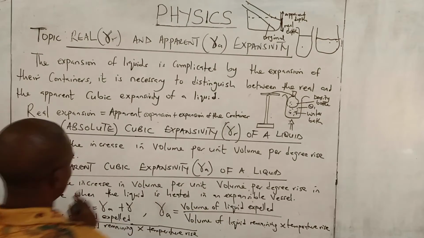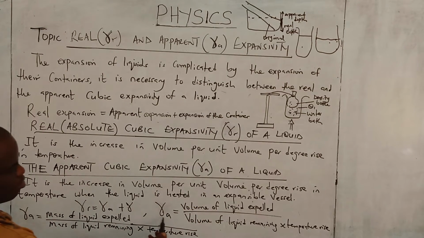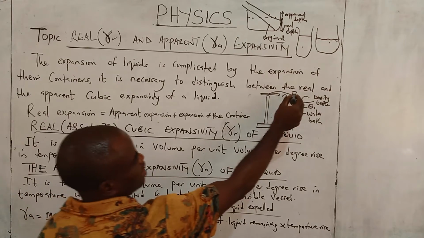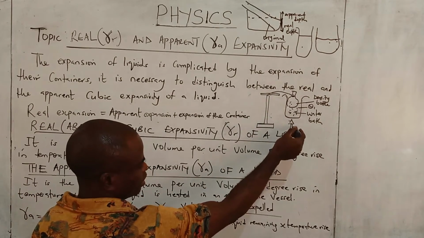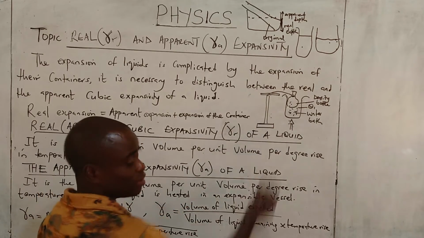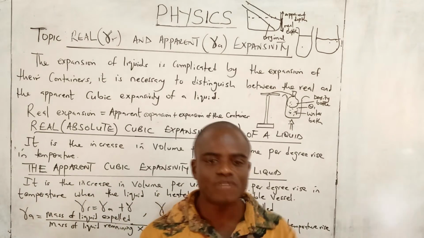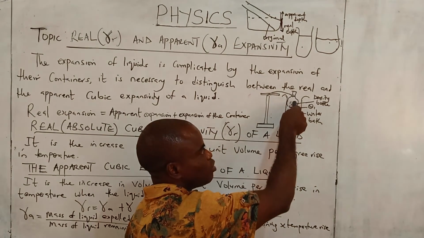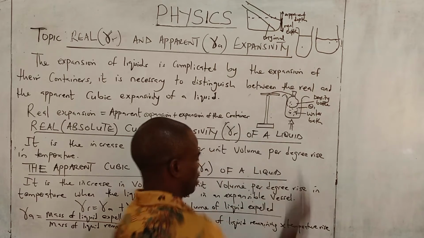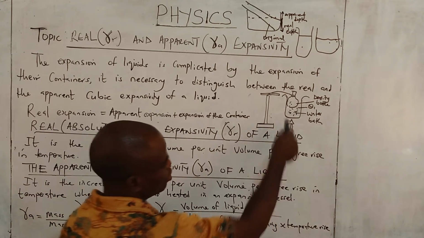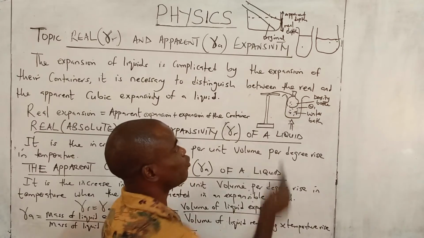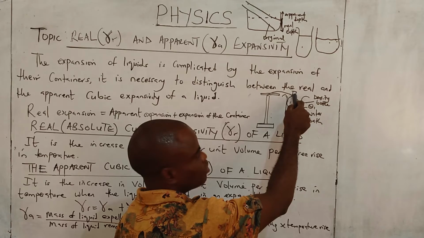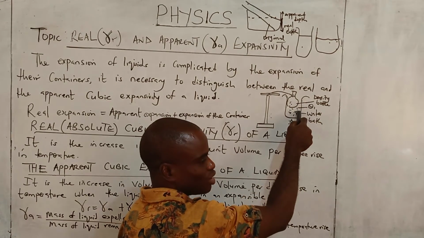We are going to get a formula for the apparent cubic expansivity. We have the volume of the liquid that got expelled when heating it, and the volume of the liquid remaining. There's no way all the liquid will leave the container, despite the stopper. There will still be some that remains after heating. That is the volume of liquid remaining times the temperature rise. Temperature rise means that before you start heating it, when you put the relative density bottle inside the liquid, you take the initial temperature.